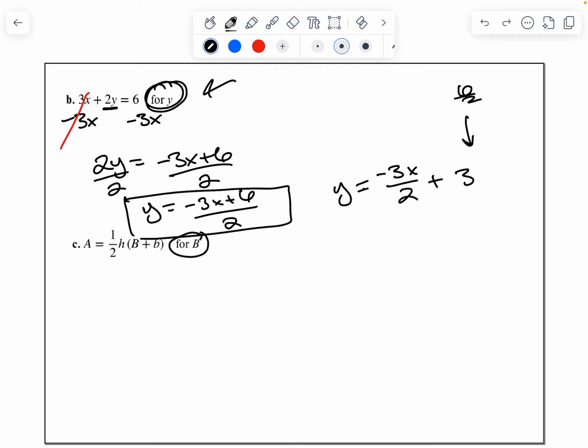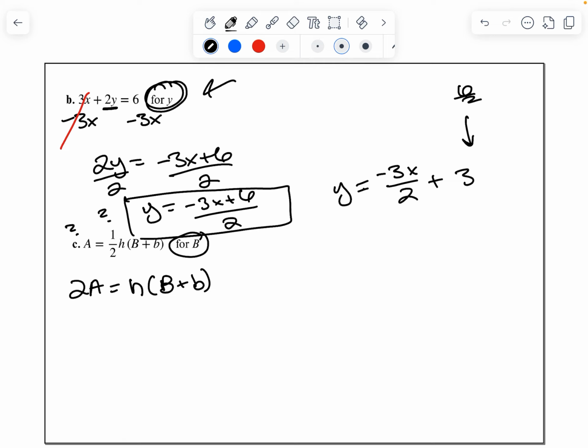So the first thing, what can we do? There's a fraction. Let's get rid of that doggone fraction. Multiply both sides of this equation by 2. 2A equals h times parentheses B plus b. I've always said to distribute first. You can do that. You can distribute first.